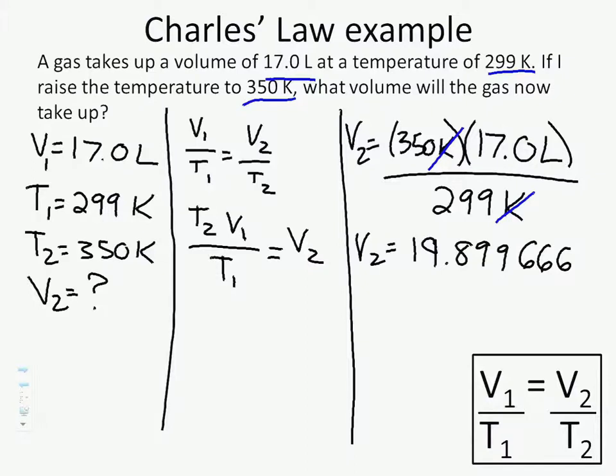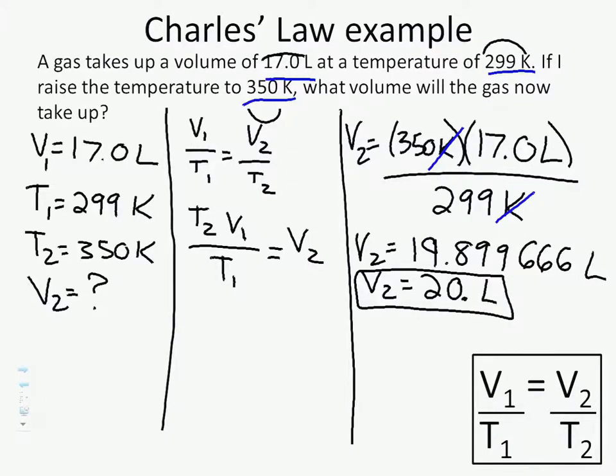Okay, and that's liters. Now, how many sig figs do we need? There are 3 sig figs in 17.0, 3 sig figs in 299. What about this number, 350? There are only 2 in that. So that means our final answer can only have 2 sig figs. So V2 equals 20 liters. Is that correct? No, because 20 only has 1 in it. So we have to include the decimal point, or else it was incorrect. V2 is 20. liters.